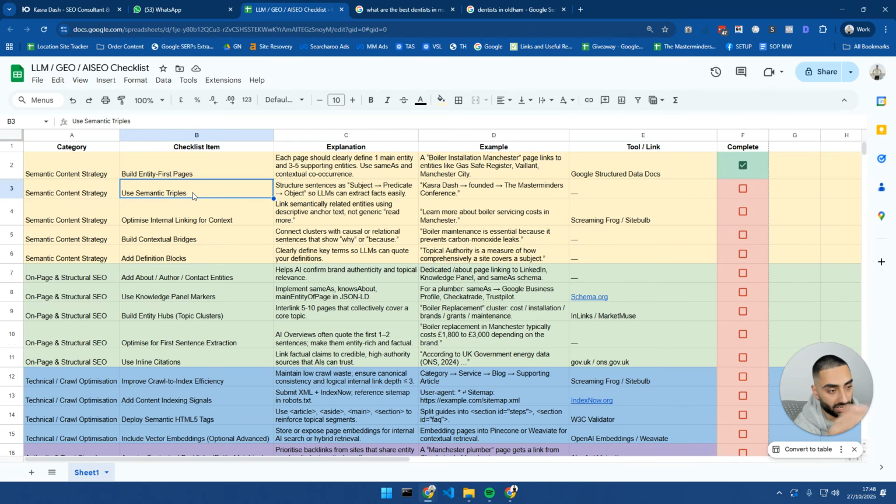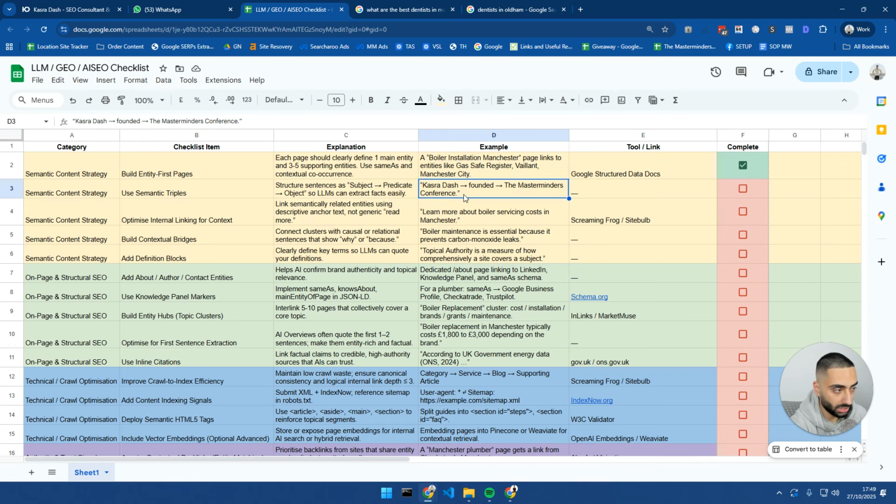The next checklist item that we're going to mention is using semantic triples. What that means is that it's really clear for Google or for AI or for LLMs to understand certain entities about your company. The reason why we do that is because when LLMs come to crawl our website and extract information from it, it should be really easy for them to extract all of the information.